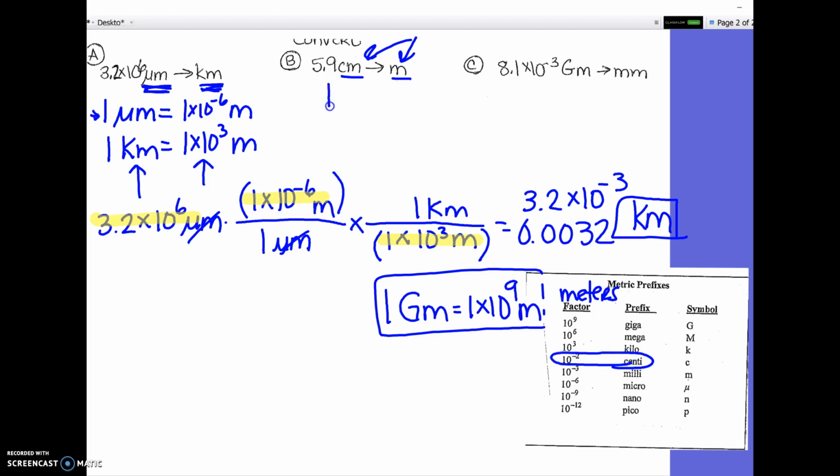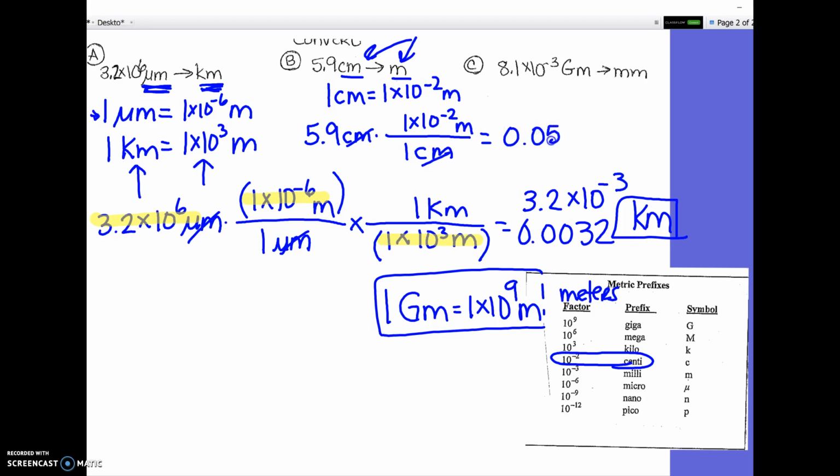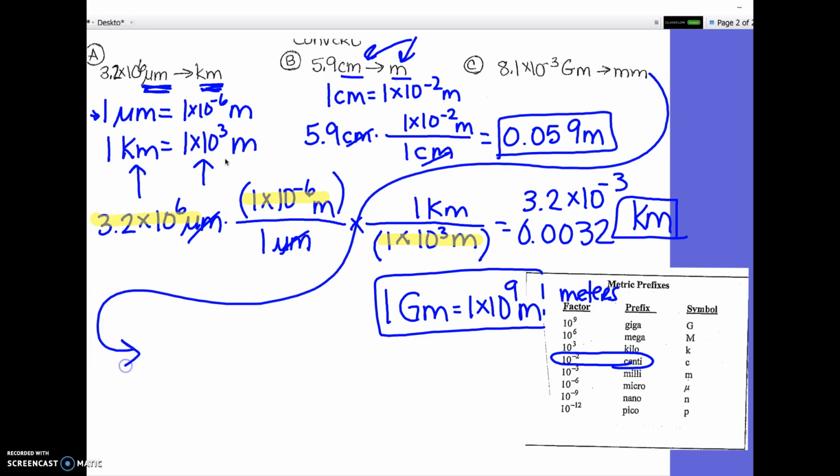So I see that 1 centimeter is 1 times 10 to the negative 2 meters. And now 5.9 centimeters times 1 centimeter is 1 times 10 to the negative 2 meters. And you're basically going to multiply, and your answer is going to be 0.059 meters. So that's our second one. And then for our last one, I'll bring it down here to the bottom.